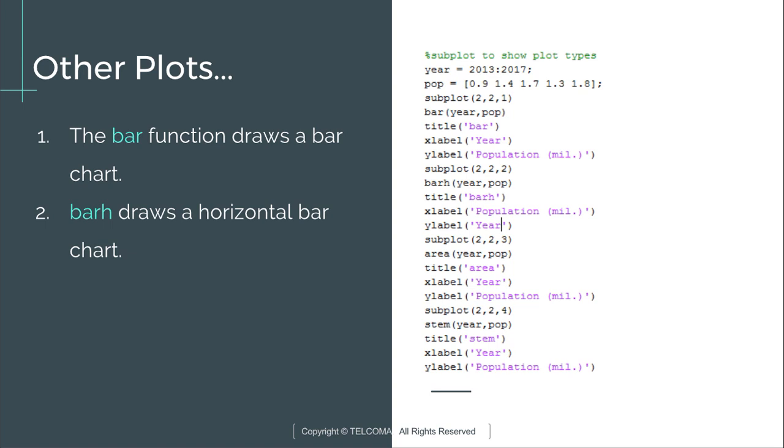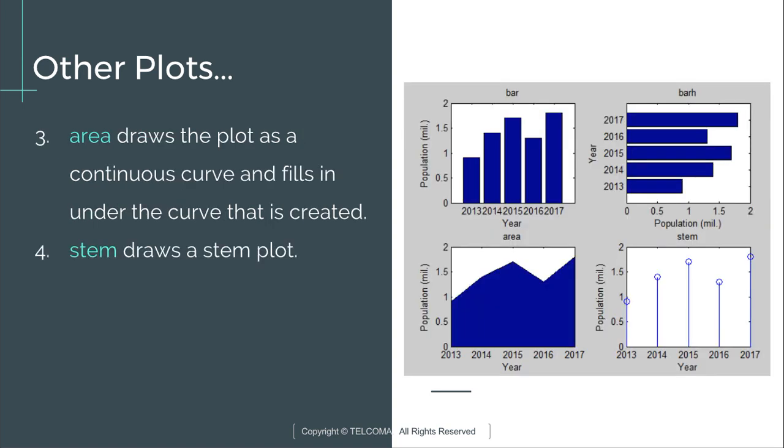And the last is subplot 2,2,4, which is our fourth figure. This is a stem plot between year and population. This will give you the discrete graph, and this is also customized with title stem, x label year, y label population in million. So here are the 4 graphs. The area function draws the plot as a continuous curve and fills in under the curve that is created, and stem draws a stem plot. I have already told you it is a discrete graph.